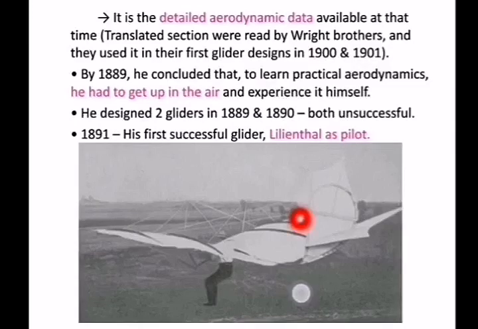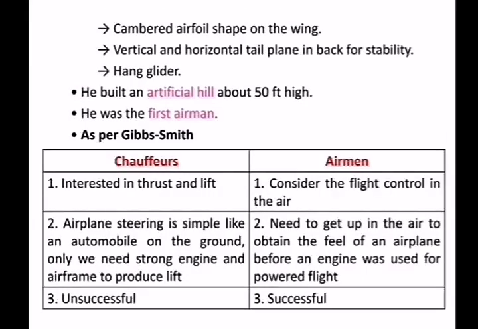This is Lilienthal's first successful glider, and the pilot is Lilienthal. The glider had a cambered airfoil shape on the wing and vertical and horizontal tail planes for stability. Also, it was a hang glider. Hang glider means that to take off, the pilot should jump from the side of a hill. So, Lilienthal built one artificial hill about 50 feet high to take off his gliders.